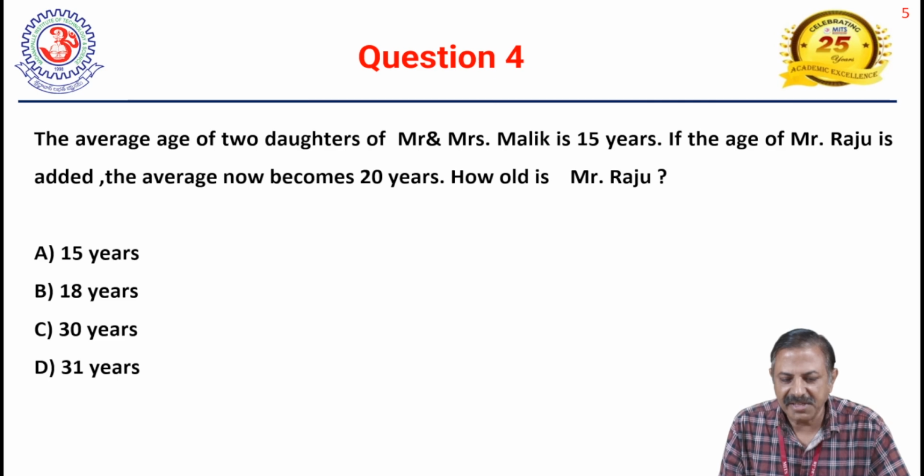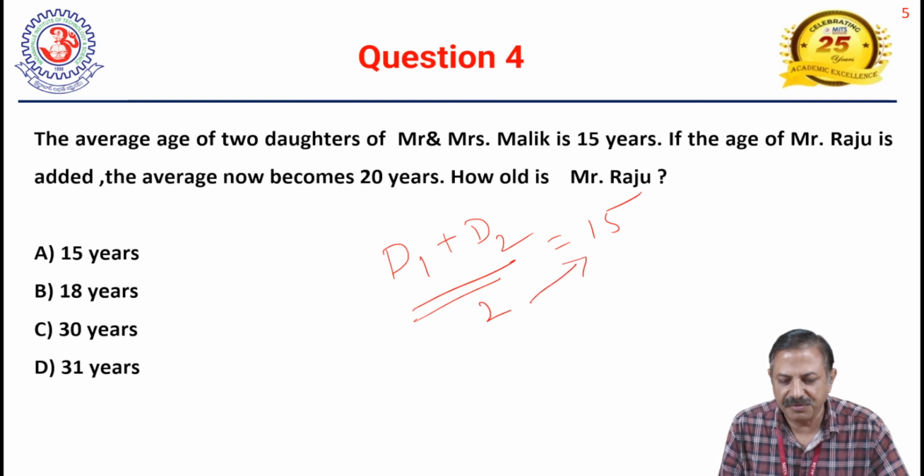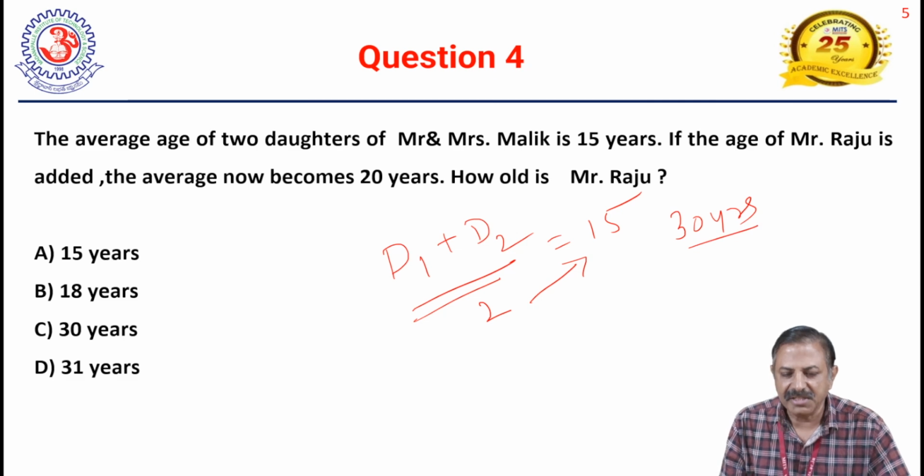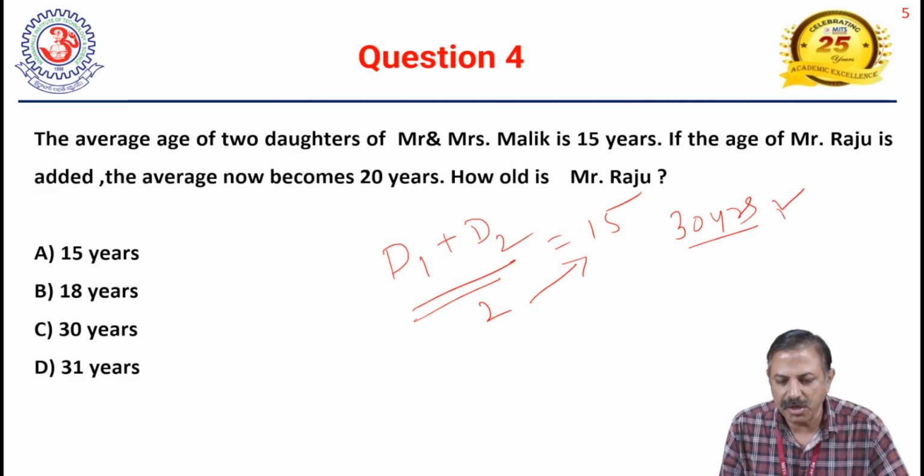The average age of 2 daughters of Mr. and Mrs. Malik is 15 years. So D1 is one daughter, suppose, D2 is one more daughter. Average is 15 years. Average means (A plus B) by 2. If you want the total age of D1 plus D2, it is 15 into 2, that is 30 years. So the total age is 30 years.